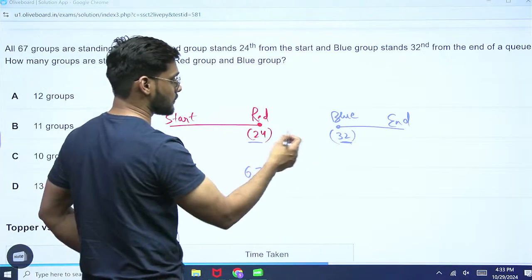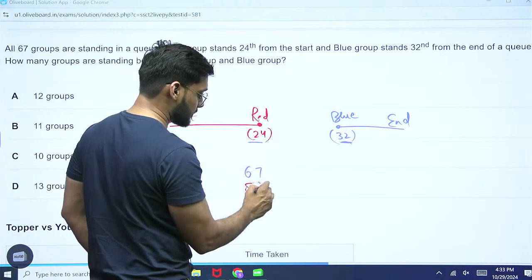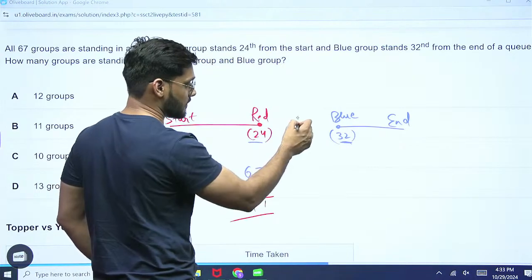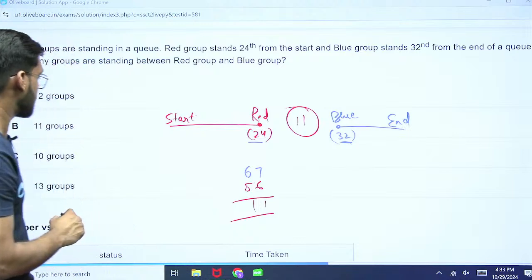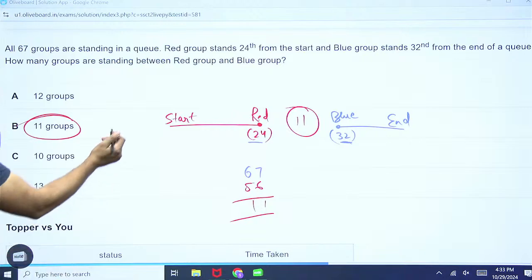We have covered 24 plus 32, that is 56. So let's subtract 56 from 67. We will get 11. 11 between them. Right? So the right answer is option B, 11 groups. Next question on your screen.